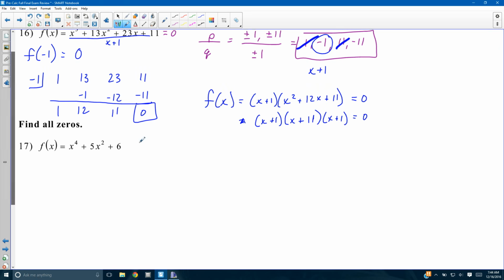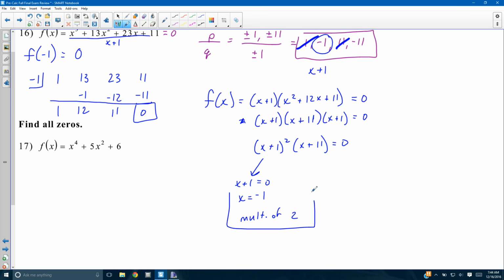So it looks like I have (x + 1) quantity squared there. That's not necessarily important, but I can speak on multiplicities if you're curious. And x + 1 = 0, so x = -1. This has a multiplicity of 2. Not necessarily important for the sake of this problem, but if it does show up on the answer key, I want to make sure to explain that it's because of this 2 here, this has a multiplicity of 2.